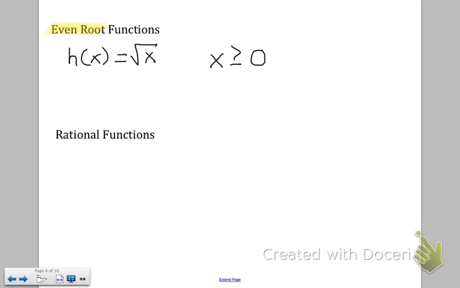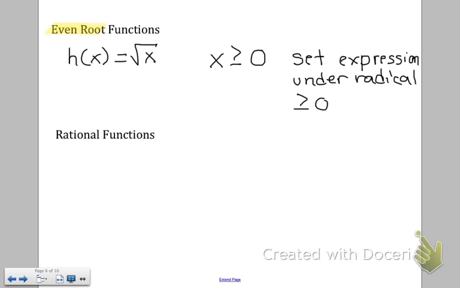Okay? So what we always want to do is set the expression that's under the radical greater than or equal to 0 and solve it. So set expression under radical greater than or equal to 0. And once we do that, we're going to solve. You'll see an example coming up with that.